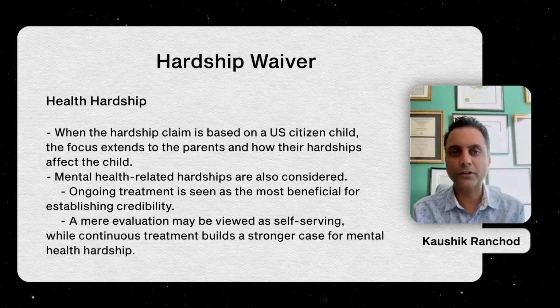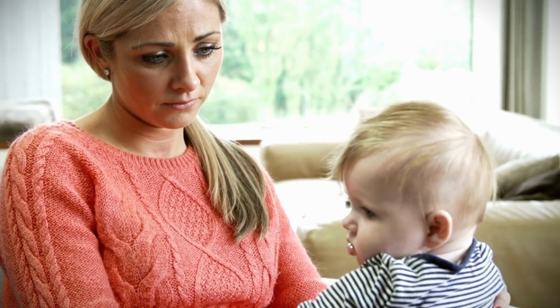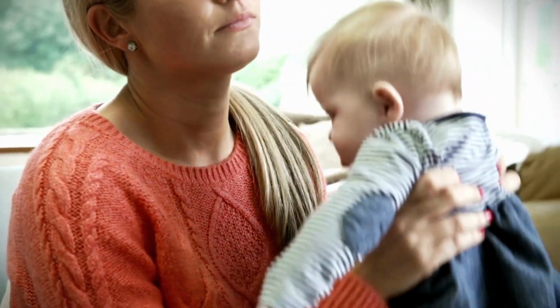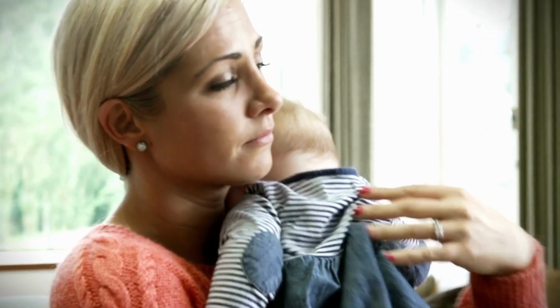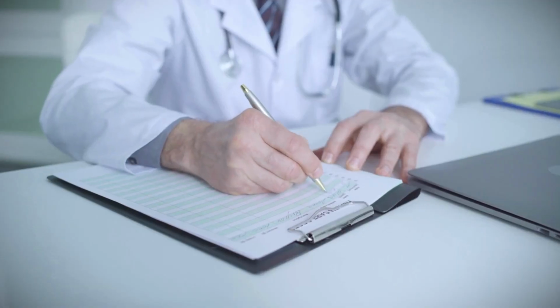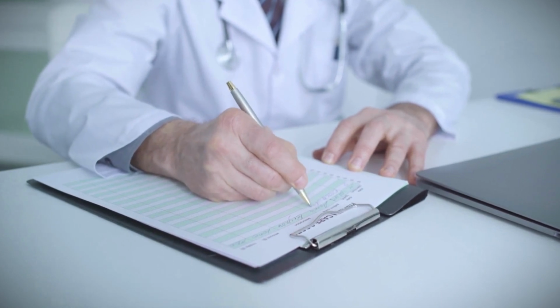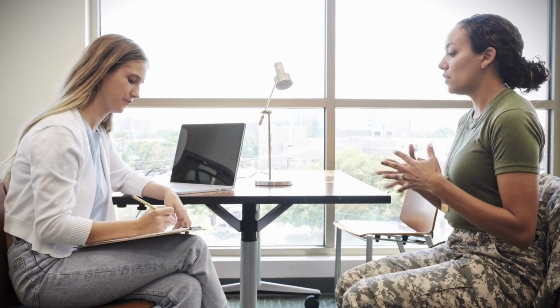And then we also look at mental health hardship. In that situation, for instance, if your U.S. citizen spouse has anxiety, depression, they've been seeing a therapist, a psychiatrist, we talk about that as well. What is found to be the most beneficial in terms of credibility, and how USCIS looks at mental health hardship, is ongoing treatment. If you just have an evaluation in and of itself, they can look at that as just being self-serving. The ongoing treatment builds the case that you actually do have the mental health hardship, because if you have depression or anxiety, you're probably seeing a therapist already or need to see one, and it is something that needs to be treated. Anything else you want to add to that, Melissa?